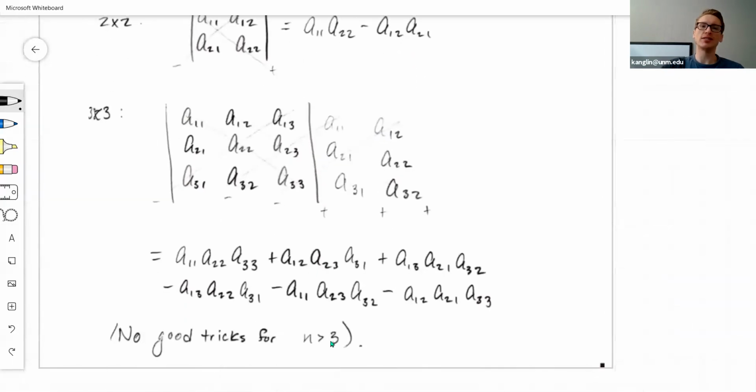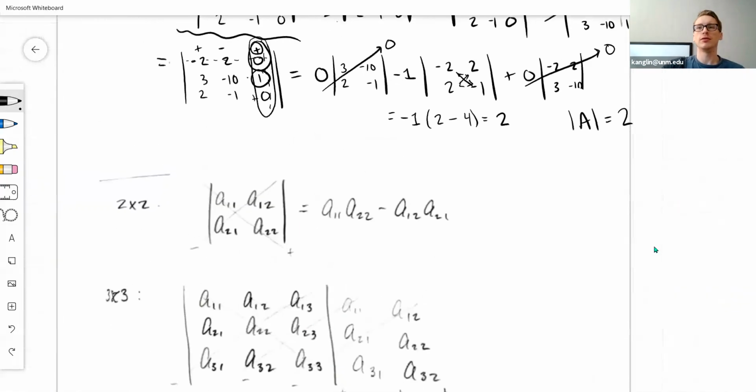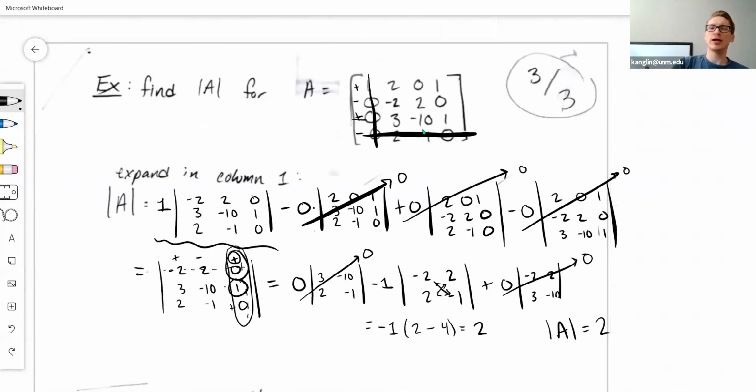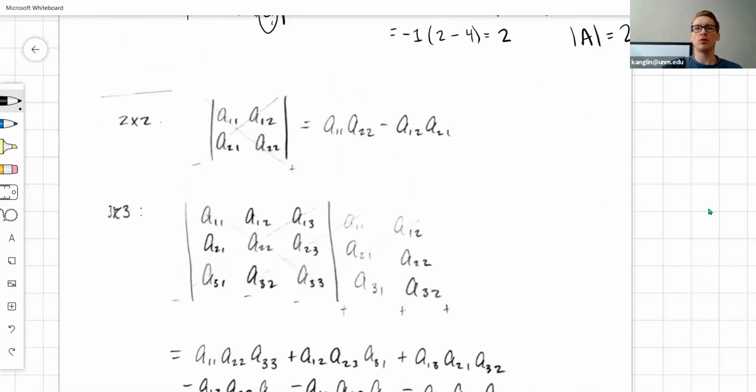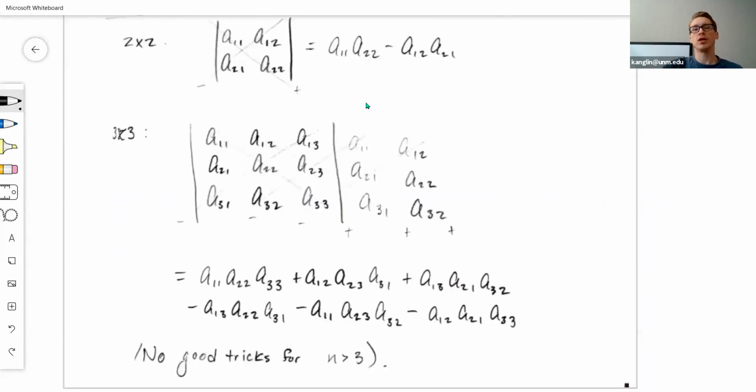The last thing to mention though is that unfortunately there aren't any good tricks like this for n greater than 3. So for example, this 4x4 up here, we were stuck doing it the way that we did. There wasn't a nice pattern you could follow like we wrote down for the 2x2 or 3x3 cases. So bigger than 3x3, you're stuck expanding cofactors.